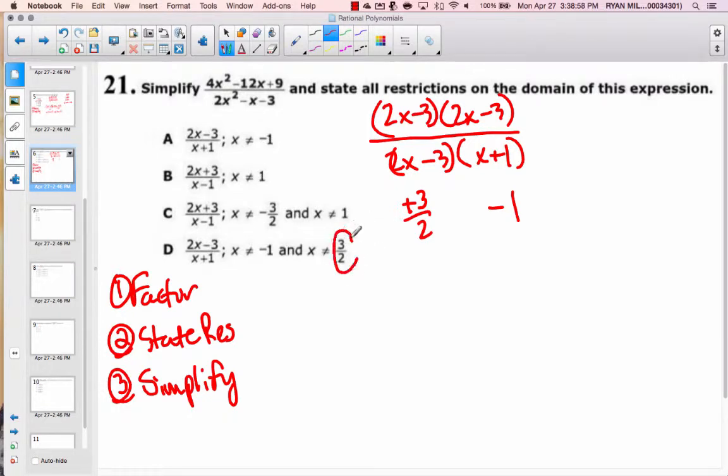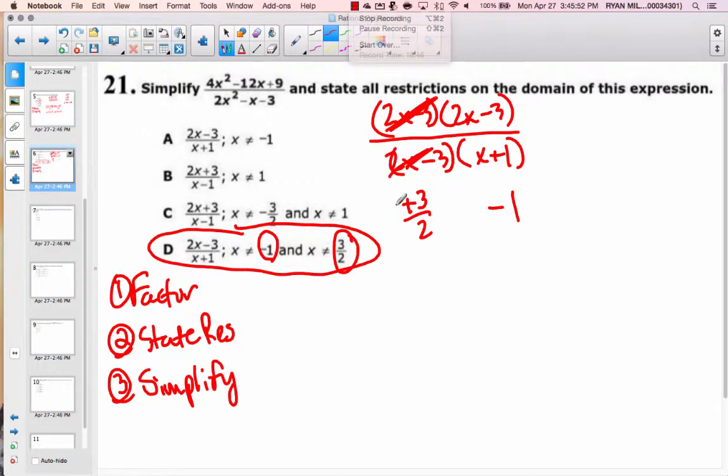Here's positive 3 over 2. Here's negative 1. And no other answer matches that, so this D has to be it. And if I go ahead and cancel, you'll see that's what I end up with anyway, is 2x minus 3 over x plus 1. Next question.